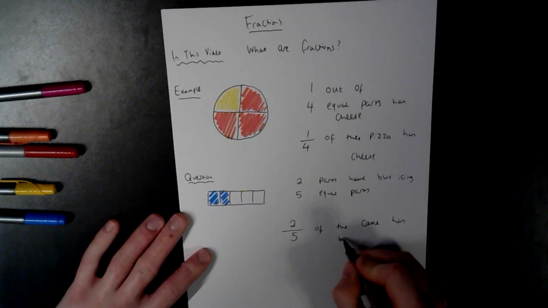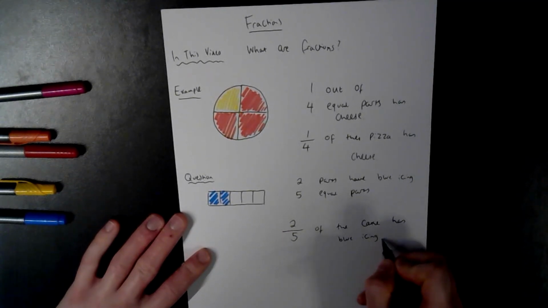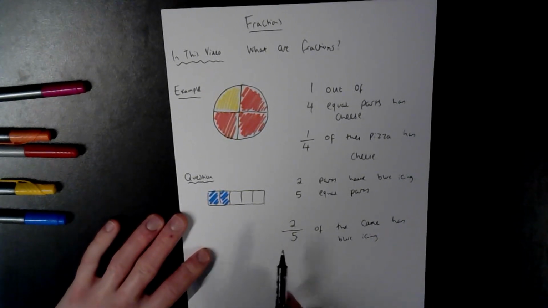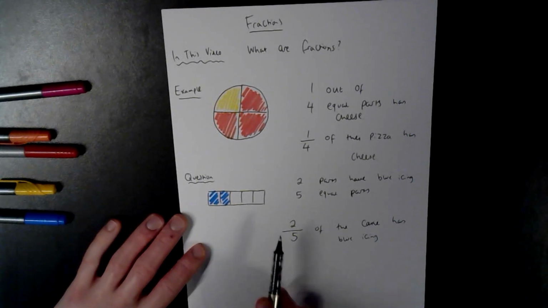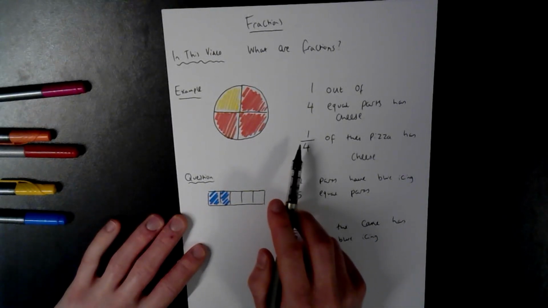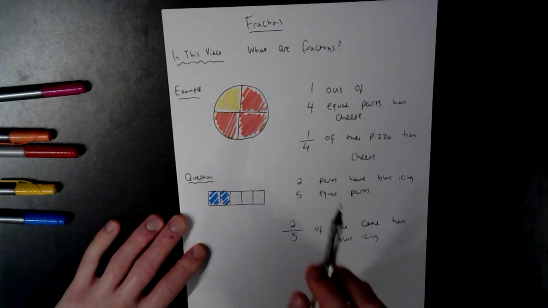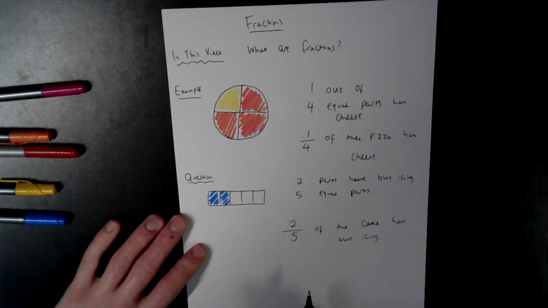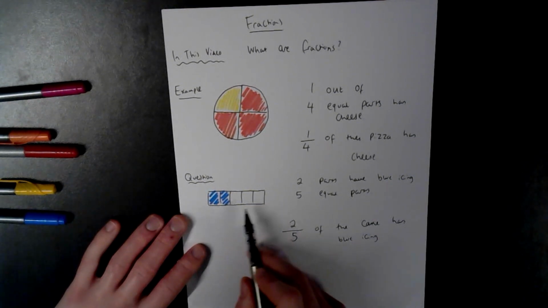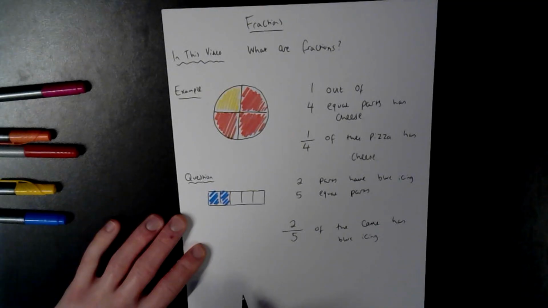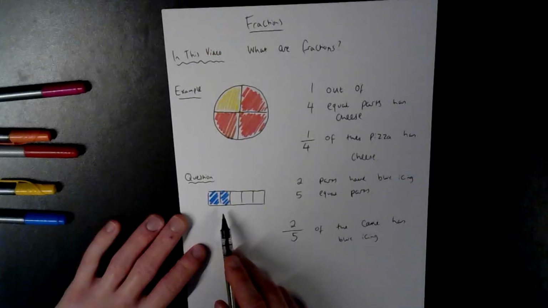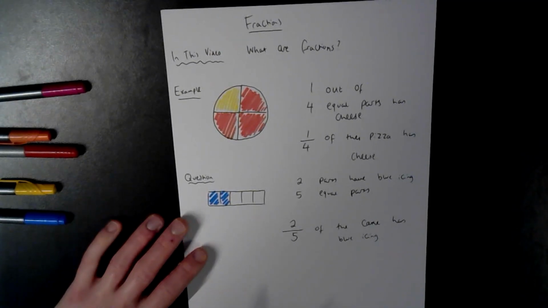So what we've had here is just 2 examples of fractions where we've got one number and then a line and then another number. The number on the bottom is the total number of pieces we've divided into, and the number on the top is the number of those pieces which we're focusing on.